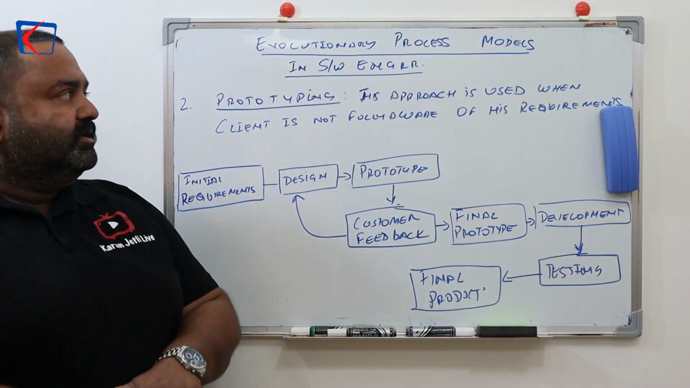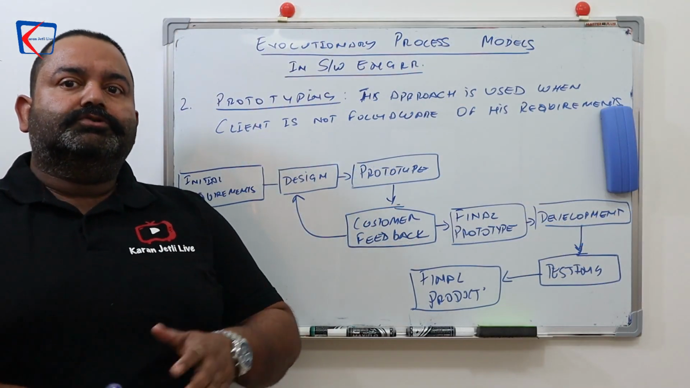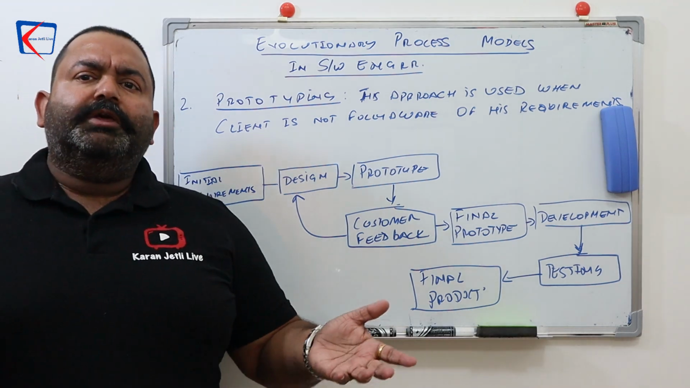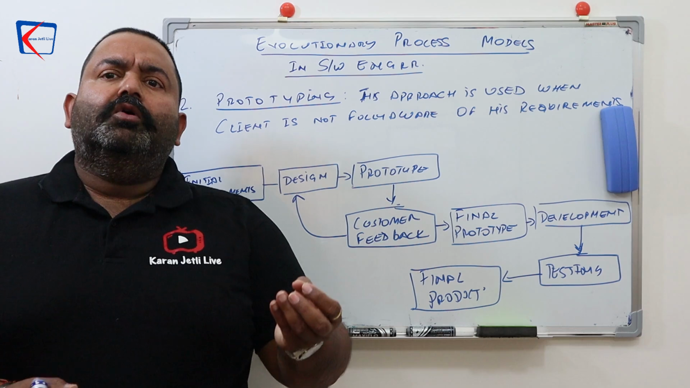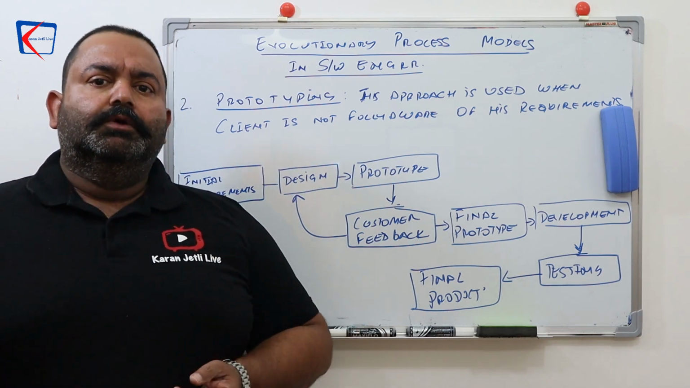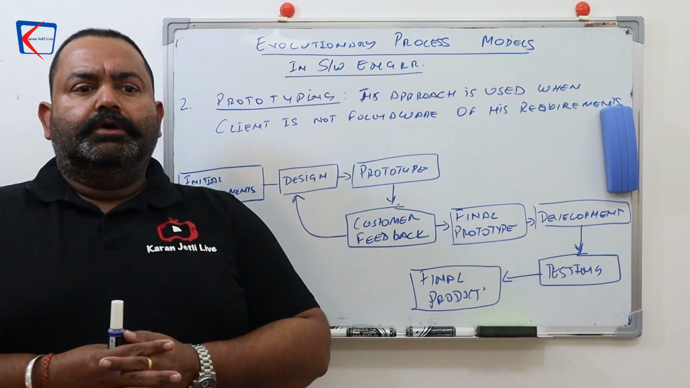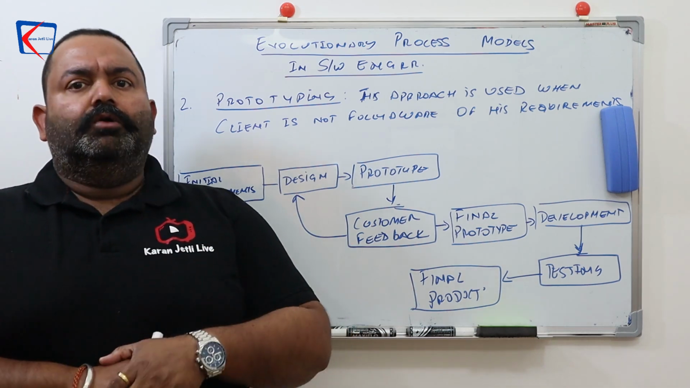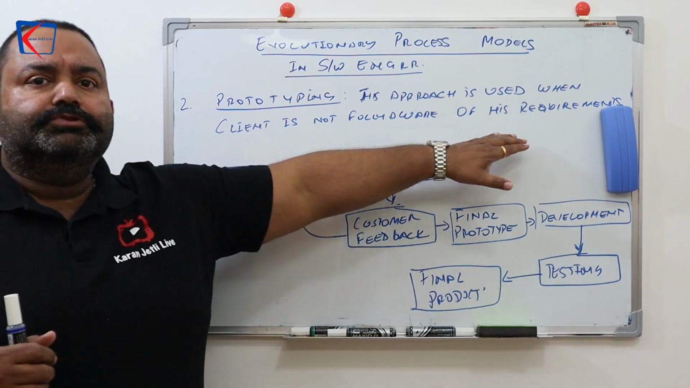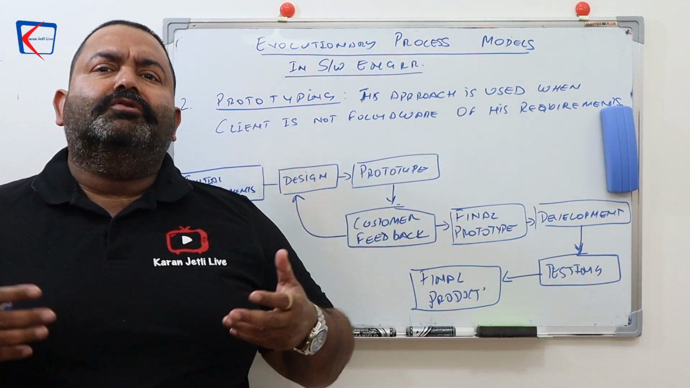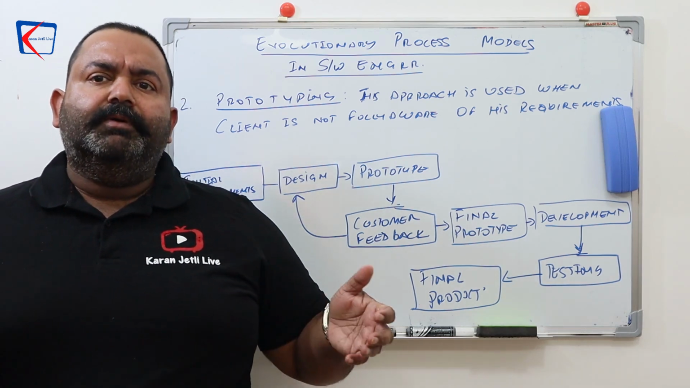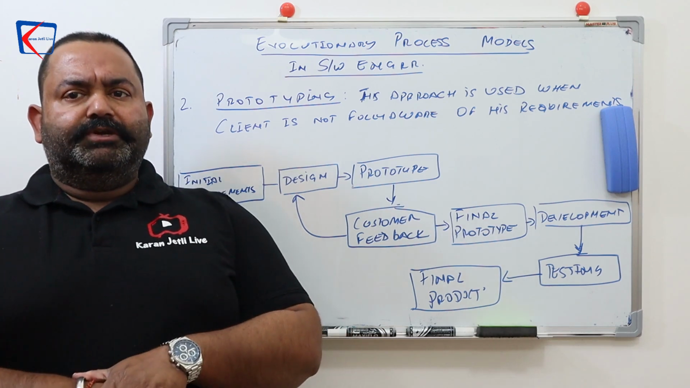So guys, the next approach or the next model is called prototyping. Now what is a prototype? A prototype is nothing but a small working model of the real product which you are going to build. So before you build the actual product, you come up with a working model of it. Now when is this approach followed? This approach is followed when the client is not sure about his requirements. What do I mean by that?